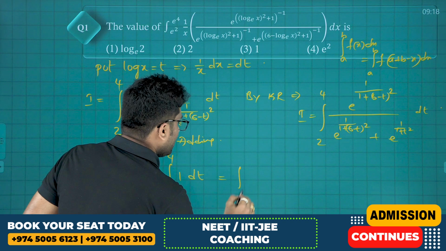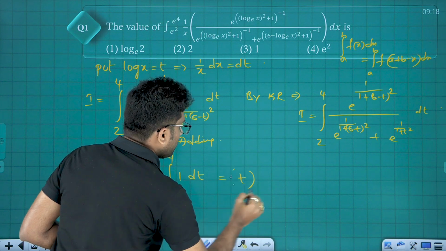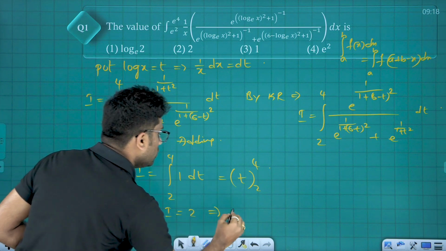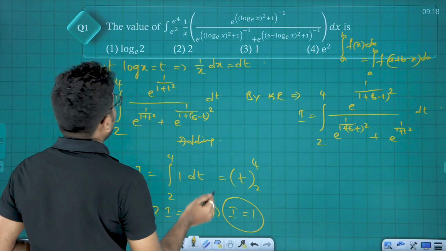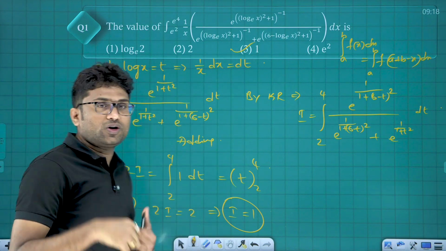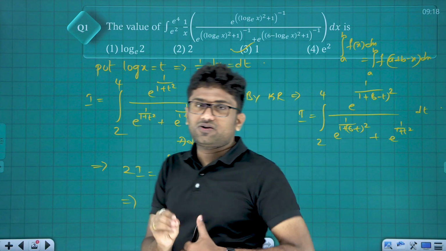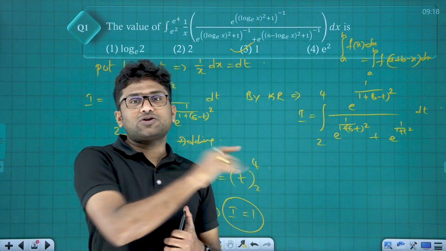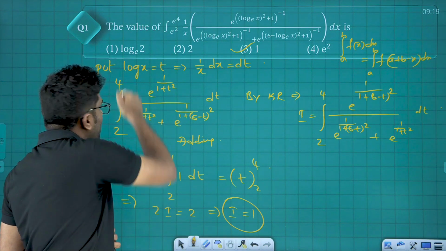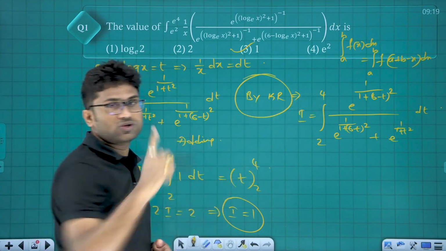So 1 dt is nothing but integral 2 to 4, 1 dt, which is t from 2 to 4. So 2I equals 4 minus 2, which equals 2. I equals 1, friends. So the answer is 1. See, this is the first most important step. If you understood that taking the approach of putting log x equals t solves the majority of the question, then analyzing that 1 by 1 plus t square is of the form a plus b minus x, again we can use King's rule. By using King's rule, one more step.